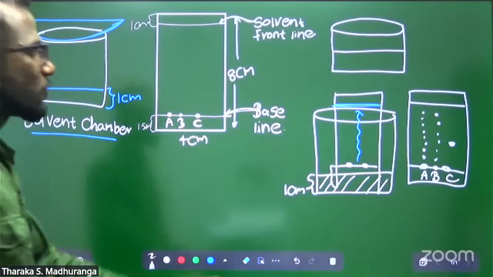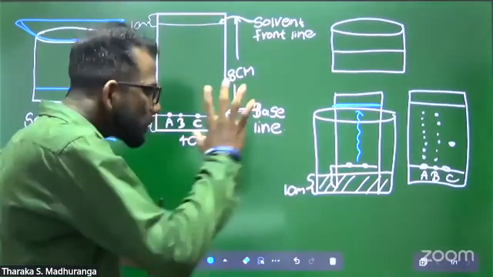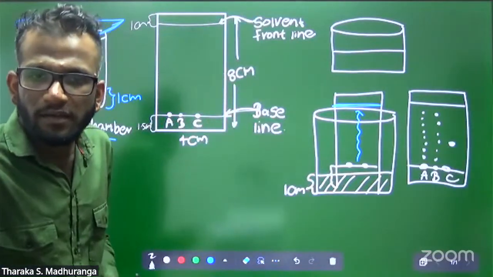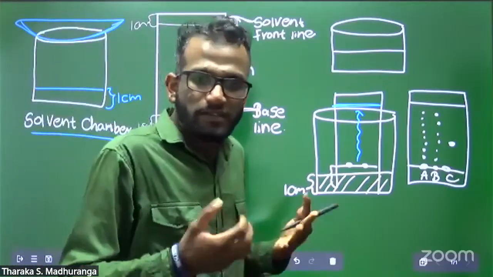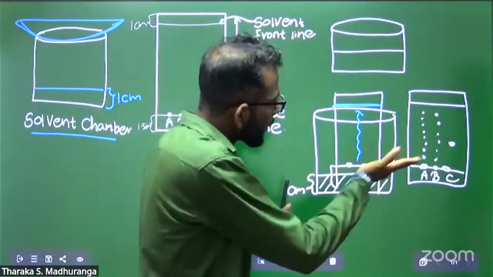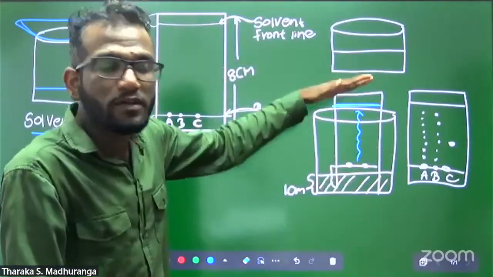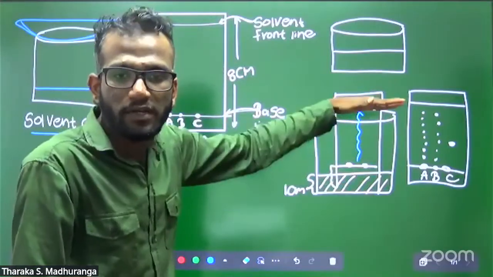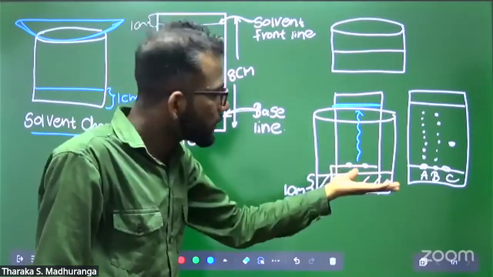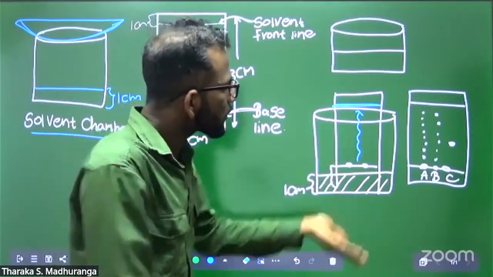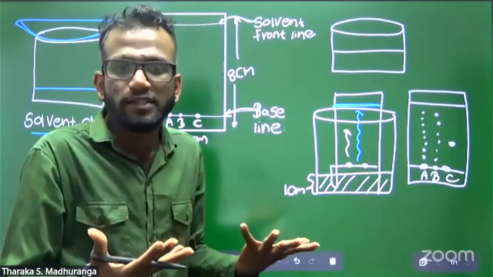Very good. The solvent might dissolve the samples. What is our purpose on this? Yeah, it will mix with the solvent. Very good. What is our target? We need to carry these samples, compounds upward through the chromatography paper with the solvent. The solvent is going upward. If the samples are dissolved in the solvent, we cannot achieve this purpose.